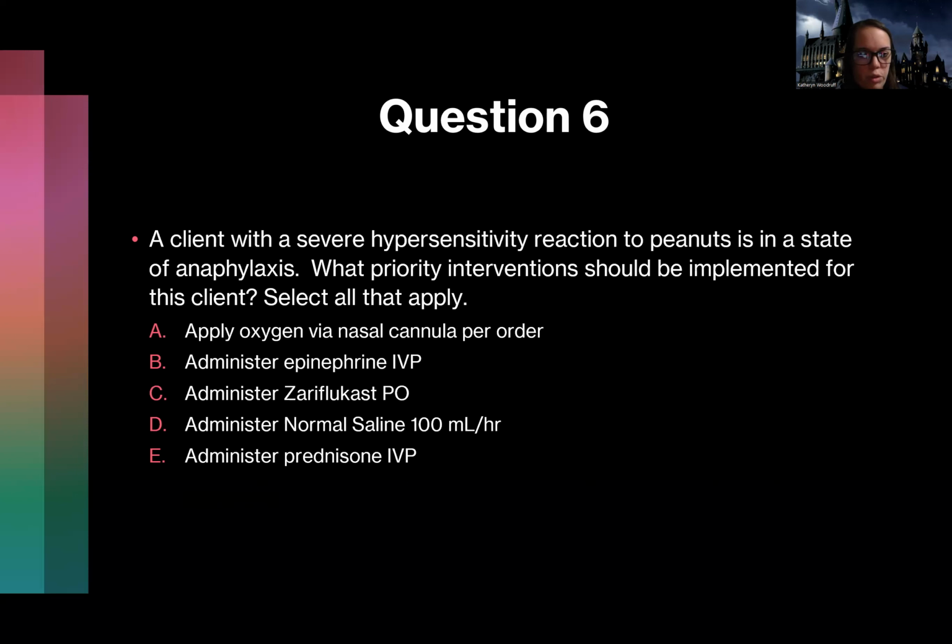Administer zafirlukast. This is another LTRA like montelukast, so that's preventative for allergies. While obviously they're having an allergic reaction, I don't think this is going to help because this doesn't treat allergies. Excuse me, it prevents them. So I'm going to say no to this one. Administer normal saline 100 milliliters per hour. Yes, I know they can have vasodilation with anaphylaxis, so we do need to replace fluids. So I'm going to say D is yes.